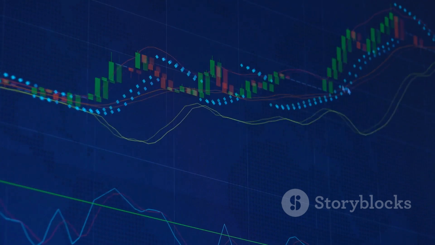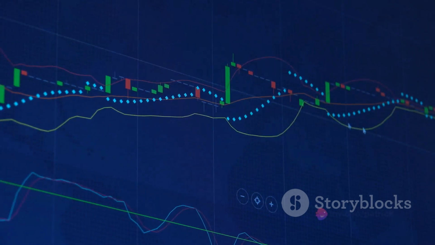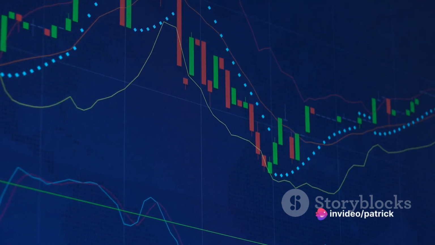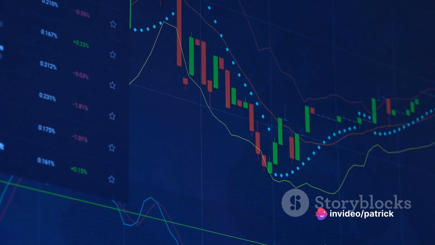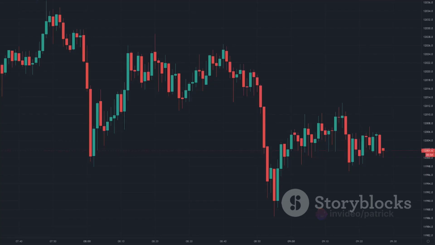Another key player in technical analysis is the Moving Average Convergence Divergence, or MACD. This tool is all about momentum and trend following. The MACD comprises two lines, the MACD line and the signal line. When the MACD line crosses above the signal line, it might be a bullish signal. When it crosses below, it could be a bearish signal.